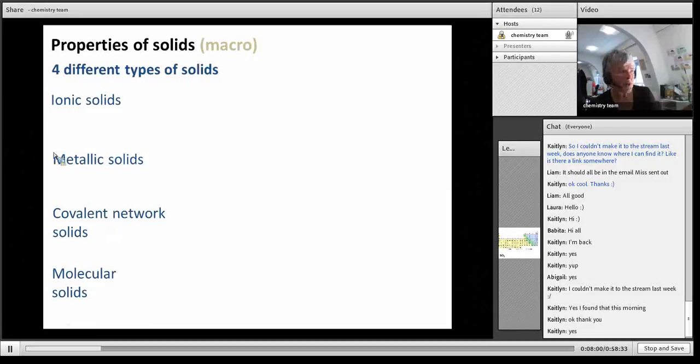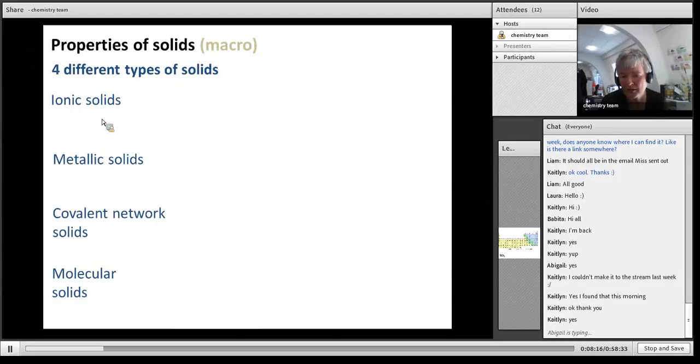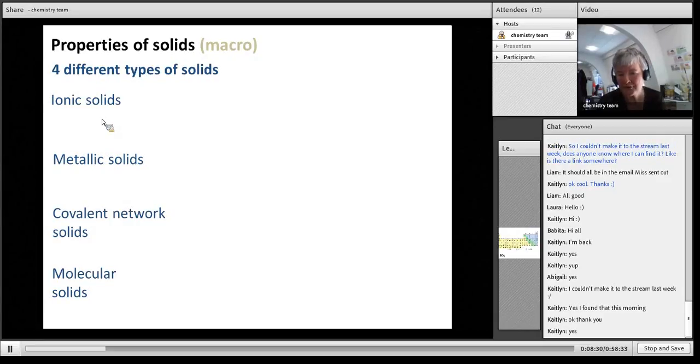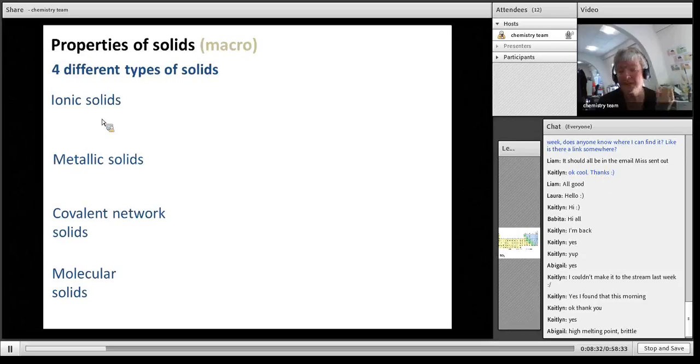Now I did do ionic solids last week, so does anybody want to, before I put it up there, give a few properties of ionic solids? So as an example, would they have high melting points or low melting points? So Abigail is typing. And the rest of you can think, would it be high or would it be low, and why? Because that's where you're microscopic. Yep, high melting point, brittle. Good. Okay, so that's your macro, and the micro would be explaining that.